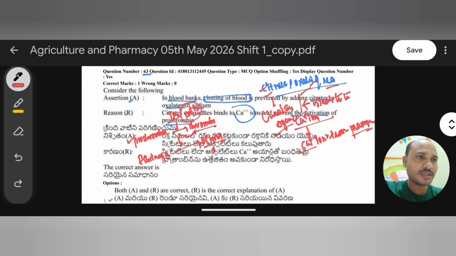If the calcium ion is removed from the plasma, it means that in plasma we don't have any calcium. If there is no calcium, thrombokinase will not convert prothrombin into thrombin. Why?